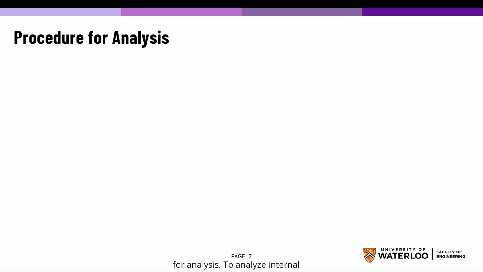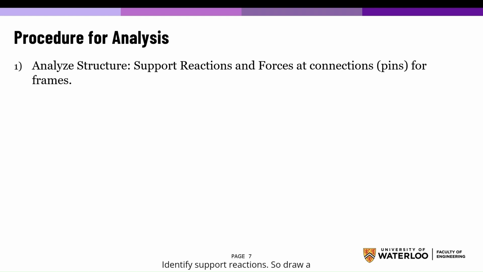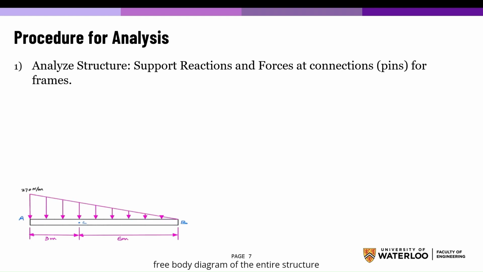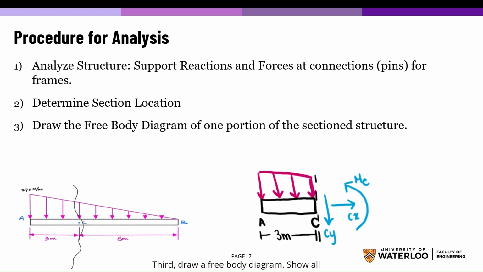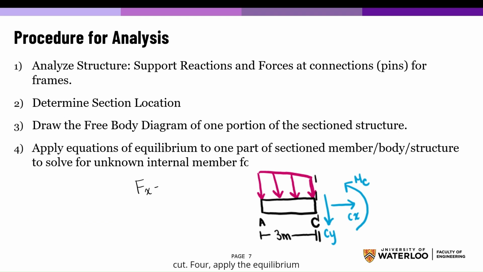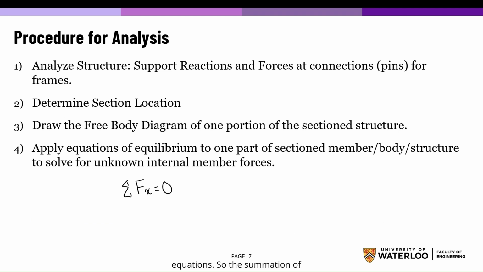Procedure for analysis. To analyze internal loadings, follow these steps. 1. Identify support reactions: draw a free body diagram of the entire structure and solve for reactions using equilibrium equations. 2. Make a cut, using the method of sections. Choose a section where internal forces need to be determined. 3. Draw a free body diagram. Show all applied loads and internal forces at the cut. 4. Apply the equilibrium equations. So the summation of forces is equal to 0, which solves for the normal and shear forces, and the summation of moments, which solves for the internal moments.